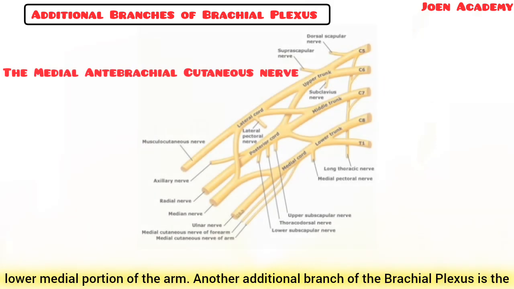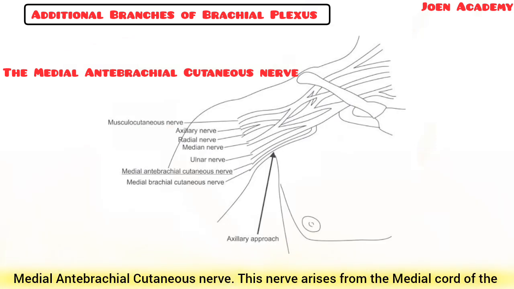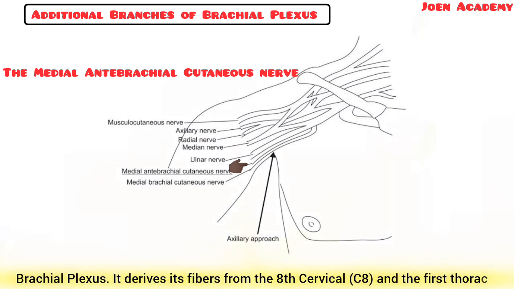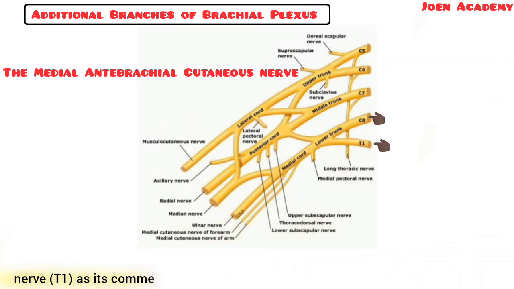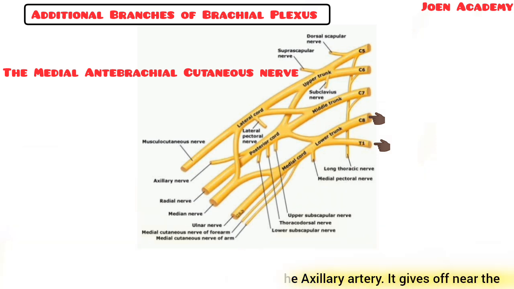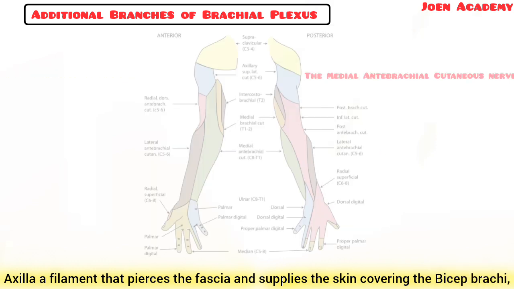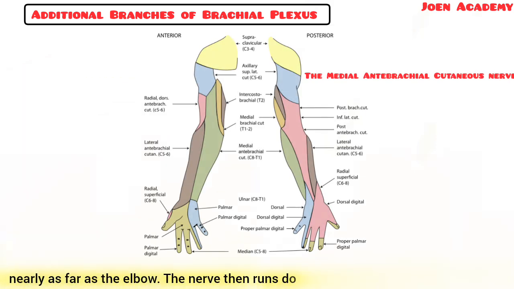Another additional branch of the brachial plexus is the medial antebrachial cutaneous nerve. This nerve arises from the medial cord of the brachial plexus. It derives its fibers from the 8th cervical and the 1st thoracic nerve, as its commencement is medial to the axillary artery. It gives off near the axilla a filament that pierces the fascia and supplies the skin covering the biceps brachii nearly as far as the elbow.